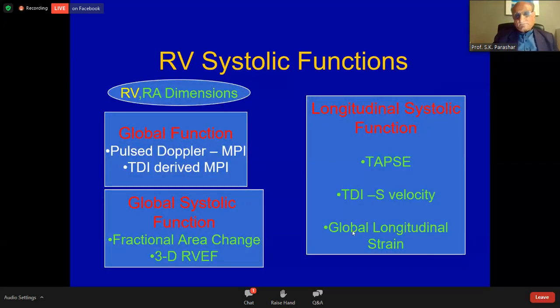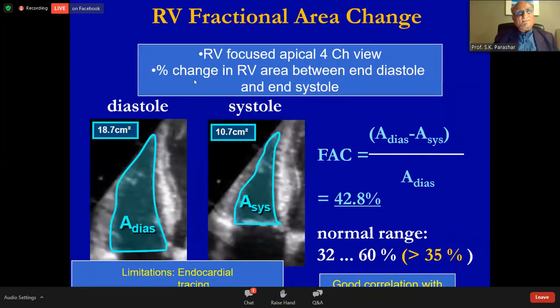Then coming to the global functions, one is the RV fractional area change. Again, RV focused view, and it is the percentage change in RV area between end diastole and end systole, and the normal value is more than 35. The formula is diastole minus systole divided by diastole into 100.